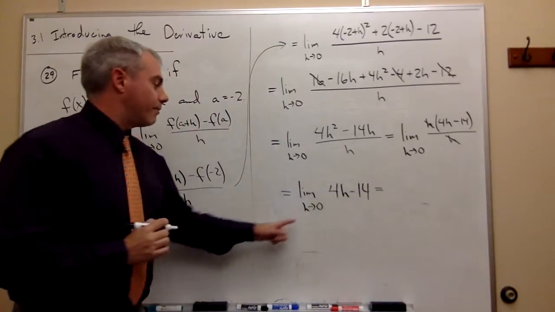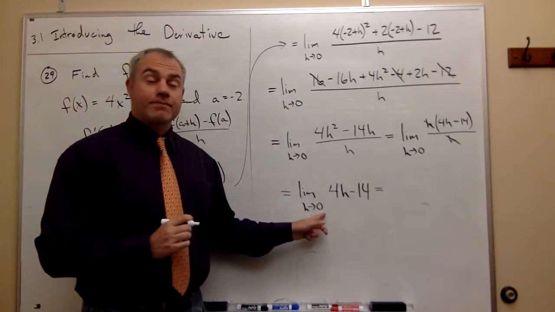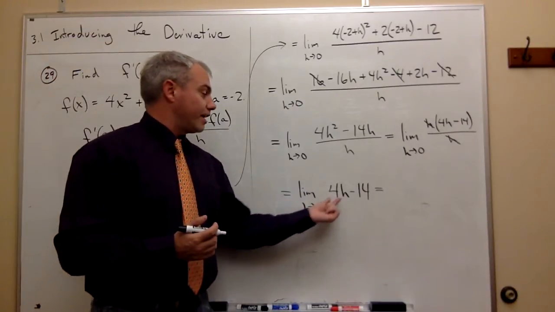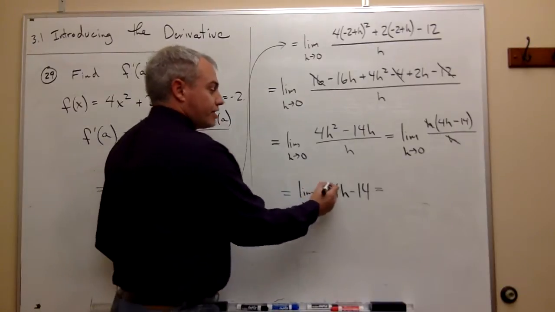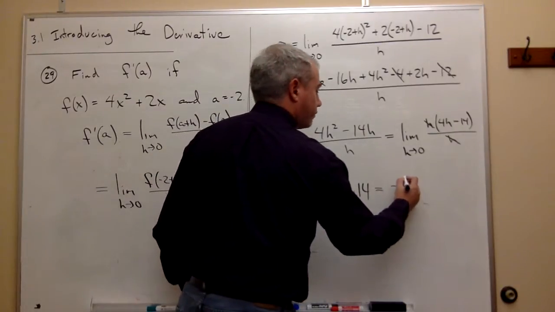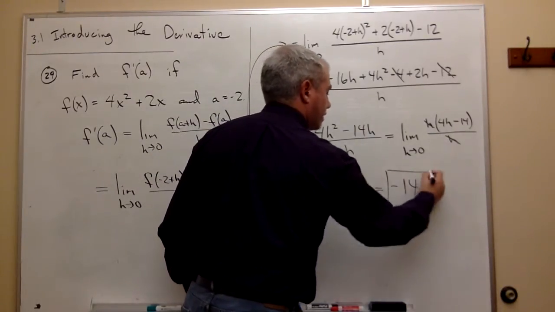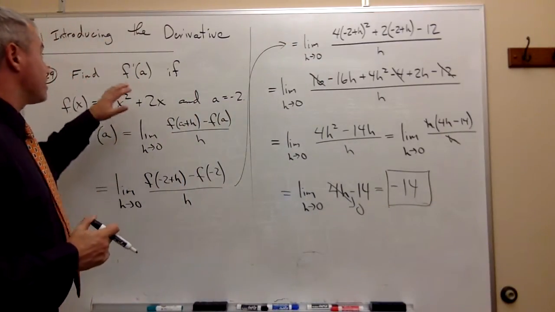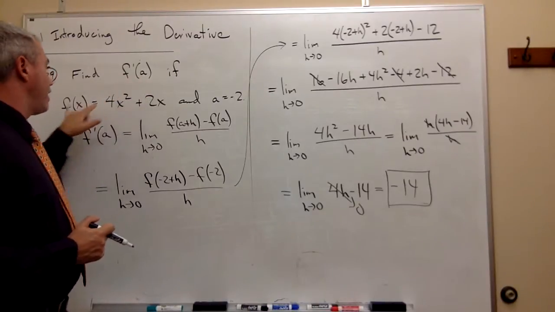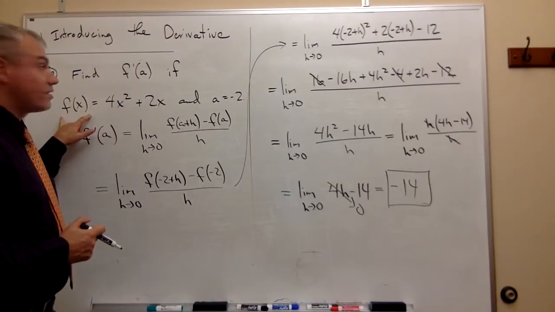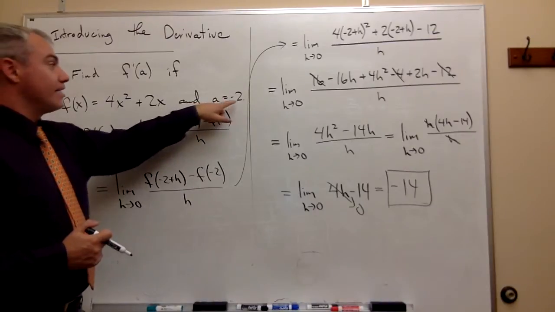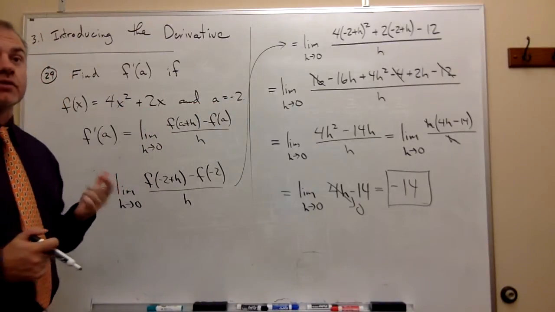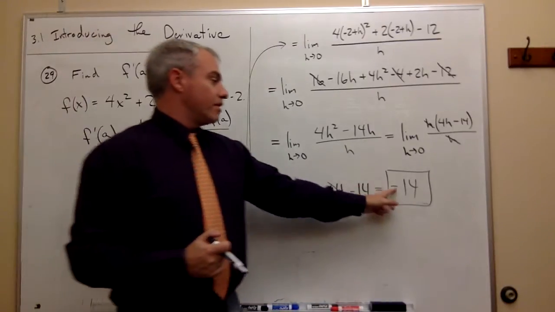There's nothing to stop me from plugging in h equals 0 at this point. It doesn't cause division by 0 anymore, so I can go ahead and plug in h is 0, and I'm just left with negative 14. So what does this negative 14 tell me? It says the derivative of this function f of x when a is negative 2, in other words, when the x value here is negative 2, the slope is negative 14.